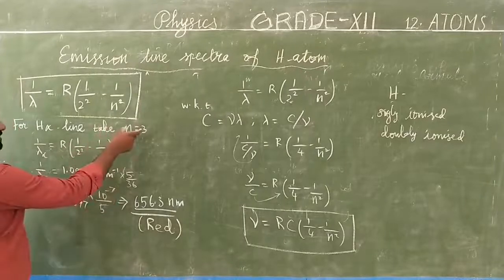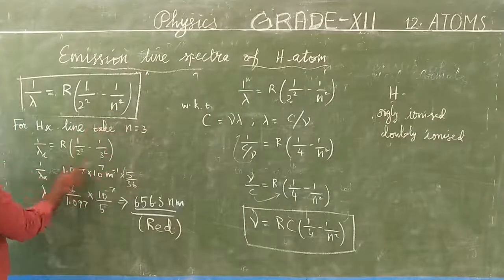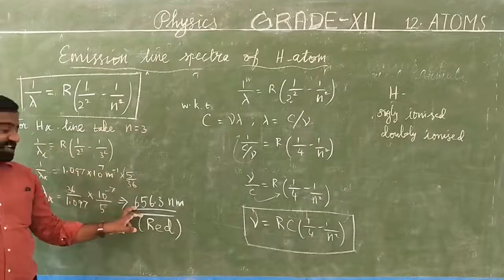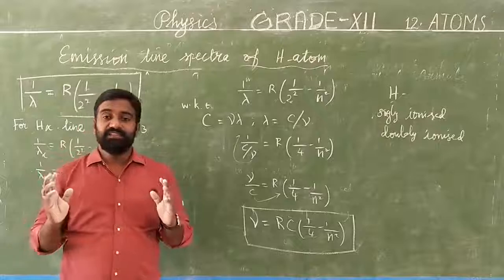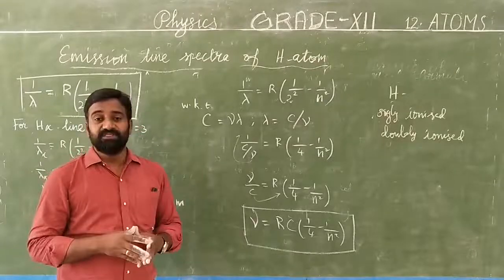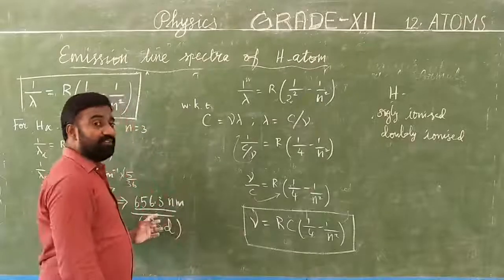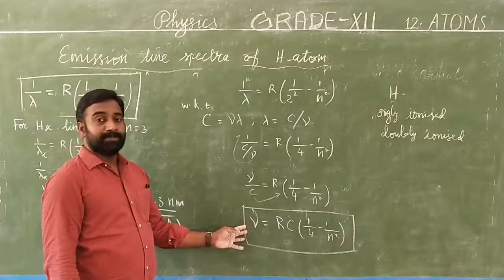While substituting 3, we will get the wavelength of the H alpha line. The H alpha line is the wavelength for red color. So finally we said the hydrogen spectrum of the Balmer series comes under the visible region. Not only the wavelength, we can also find the frequency. Okay, thank you.